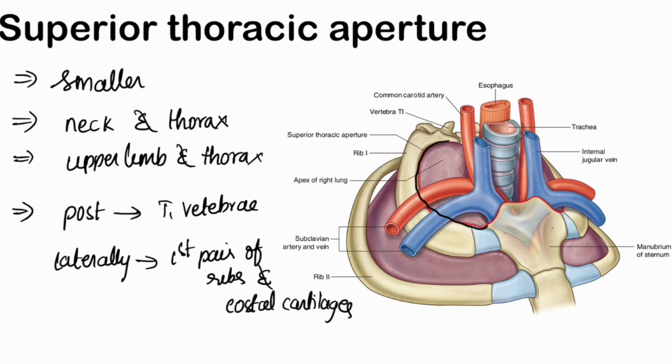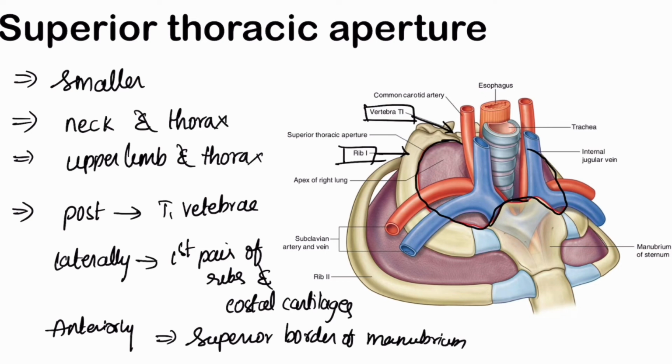This is the superior thoracic aperture here. This is the T1 vertebrae. This is the first rib, which is laterally present. Anteriorly, we have the superior border of manubrium. This is the superior border of manubrium.